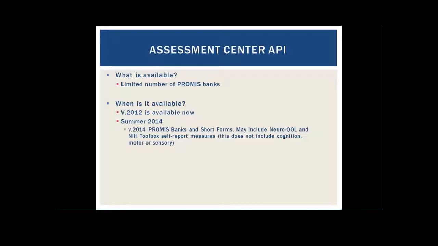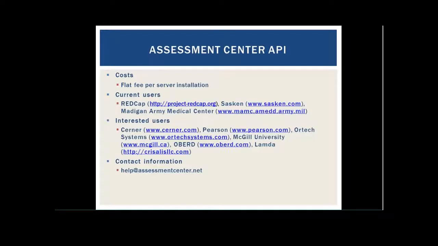Currently, for the Assessment Center API, there are a limited number of PROMIS banks available for use, and those are available now. By the end of summer 2014, we're hoping to release version 2014, which will include PROMIS banks and short forms, and they may include Neuro-QoL and NIH Toolbox self-report measures. This will not include the cognition, motor or sensory measures for Toolbox. There will be a flat fee per server installation.